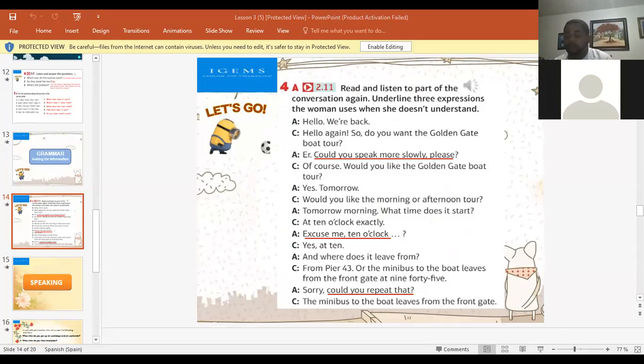Hello, we're back. Hello again. So do you want the Golden Gate boat tour? Could you speak more slowly, please? Of course. Would you like the Golden Gate boat tour? Yes, tomorrow. Would you like the morning or afternoon tour? Tomorrow morning. What time does it start? At 10 o'clock exactly. Excuse me, 10 o'clock? Yes, at 10. And where does it leave from? From Pier 43. The minibus to the boat leaves from the front gate at 9:45. Sorry, could you repeat that? The minibus to the boat leaves from the front gate.